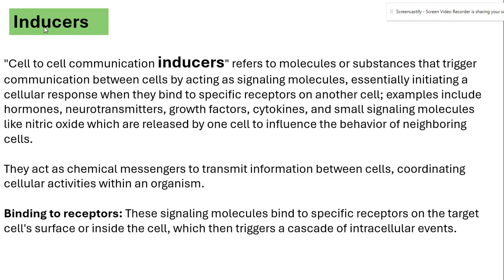Binding to receptors. These signal molecules bind to a specific receptor on the target cell surface or inside the cell, which then triggers a cascade of intracellular events. Binding to receptors. You said hi to somebody. There's a growth factor. There you go. The person said hi back to you. And you ask, what is your name?